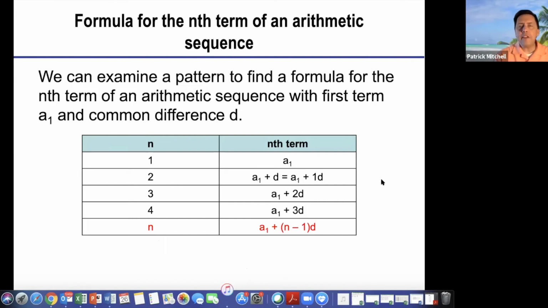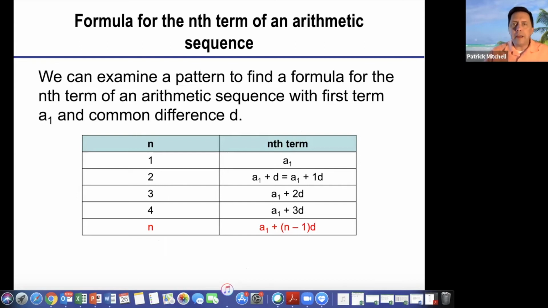All right, here's a little slide that I added because I noticed them using this formula in the next example. We can examine a pattern to find a formula for the nth term of an arithmetic sequence with first term a sub 1 and common difference d. So this is a sad fact of math, right? Everybody complains about the letters in math. The letters are just placeholders for numbers. That's all they are. So I like to think of them like pronouns.